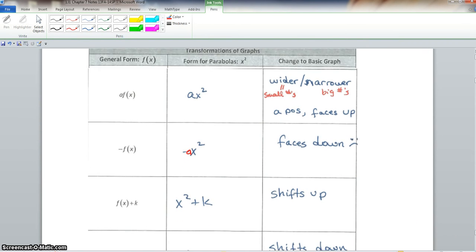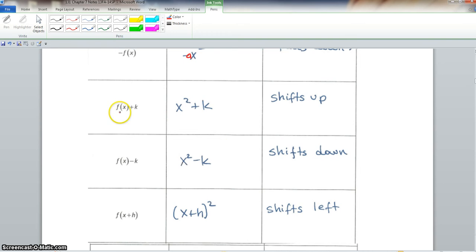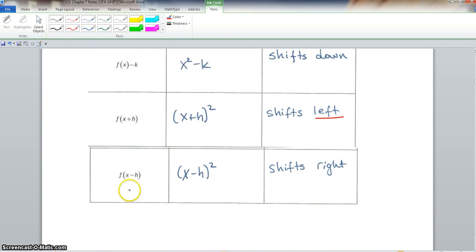Okay, now we have f of x plus k. So we have x squared plus k, and we know with a plus k, it shifts up. Now we have f of x minus k. Now we know with a minus k, it would shift down. Now, f of x plus h in parentheses squared, we know that this would shift left because remember this h here would end up being negative. Now, last but not least, we have f of x minus h in parentheses squared. We know it would shift right because our h is positive here.